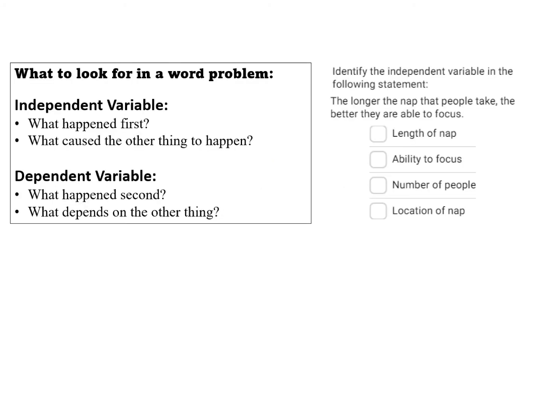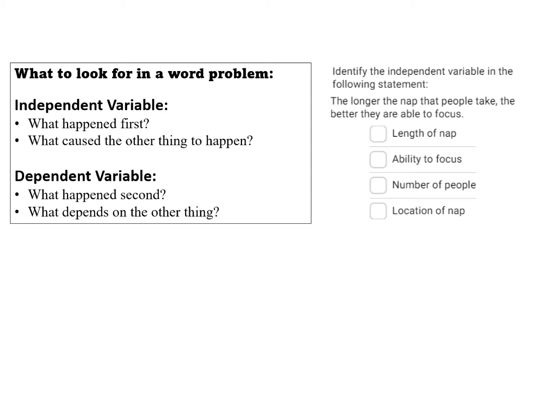Word problems can be a little bit tricky because sometimes they mention the dependent variable first and sometimes they mention the independent variable first. So here's what to look for in a word problem. If it is the independent variable, it's the one that happened first. It's what caused the other thing to happen. If it's the dependent variable, it's what happens second. It depends on the other thing.